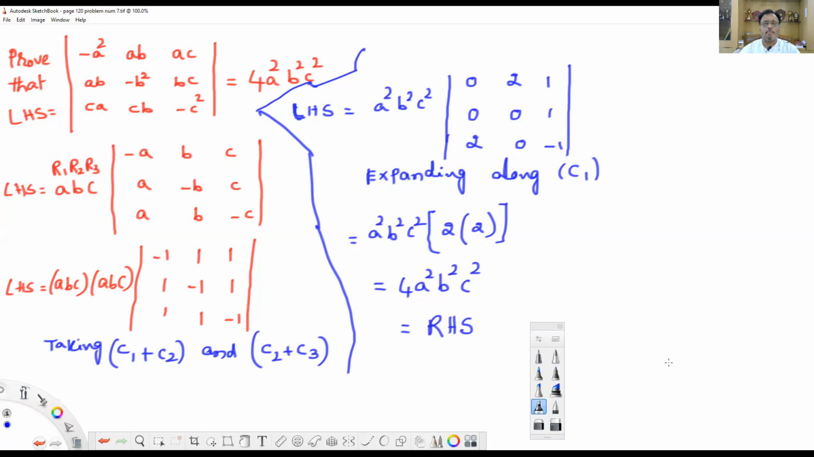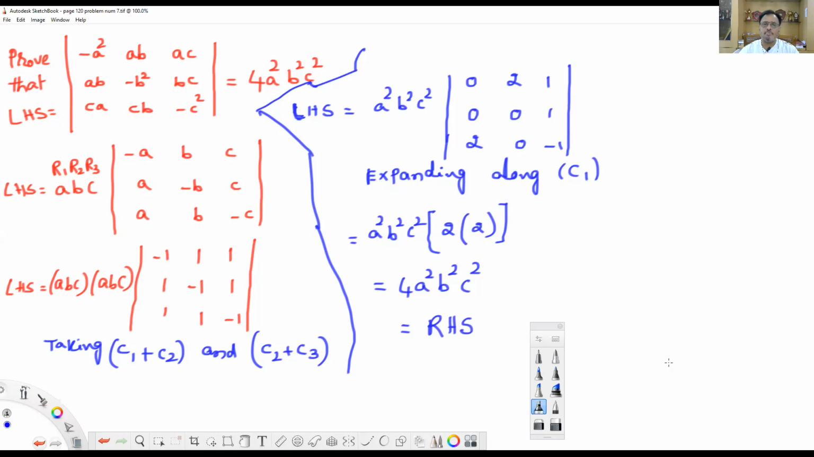And the next property says that in any determinant, if there is a common factor in any row or column, the common factor can be taken outside of the determinant. And the next property in the determinant is, if every element in a row or column is expressed as a sum of two or more terms, then the whole determinant can be expressed as a sum of two or more determinants.